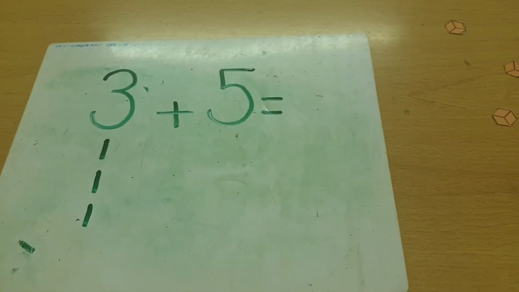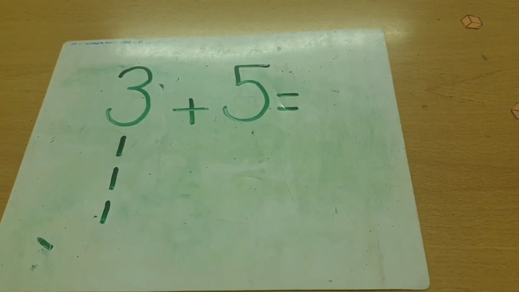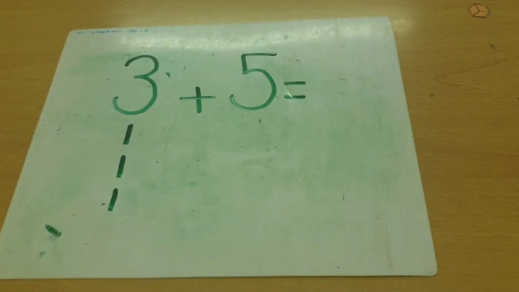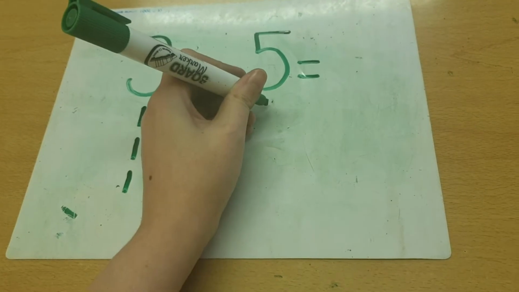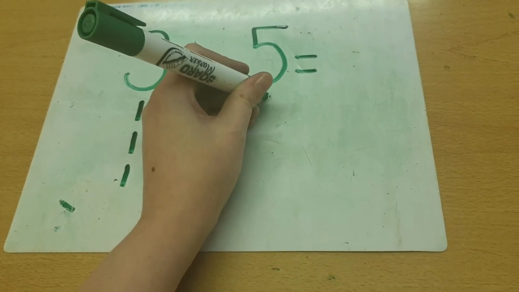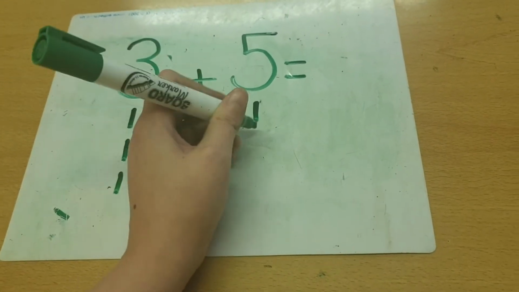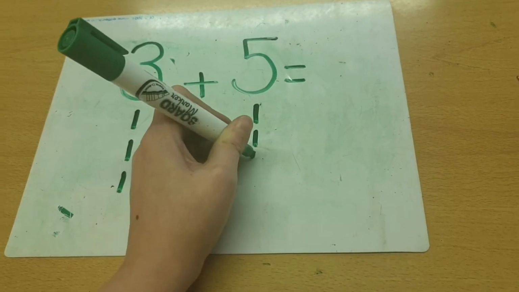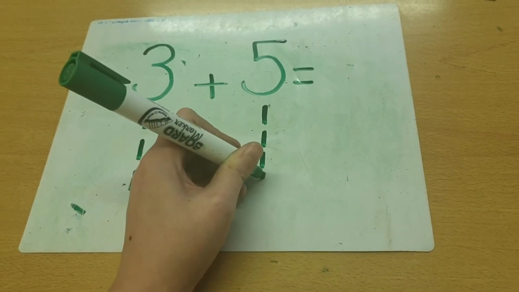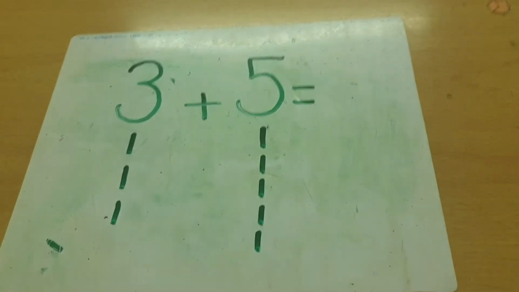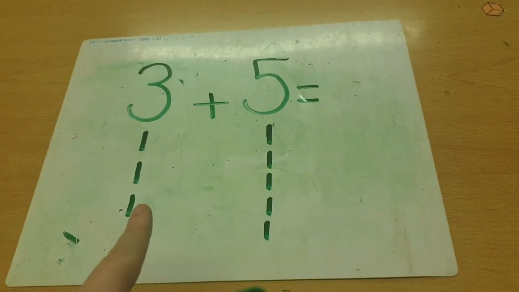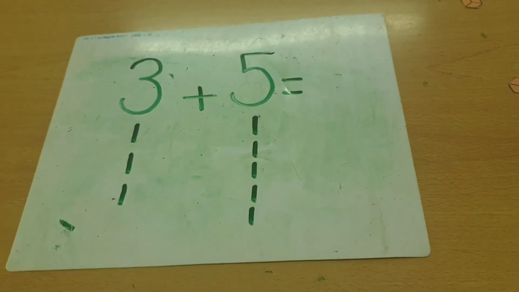How many ones does 5 need? Excellent. So underneath again, I'm going to draw 5 ones. I'm going to make them small little lines so they'll be easy to cross off in a little while. 1, 2, 3, 4, 5. So now I've drawn my ones for 3 and now I've drawn my ones for 5.